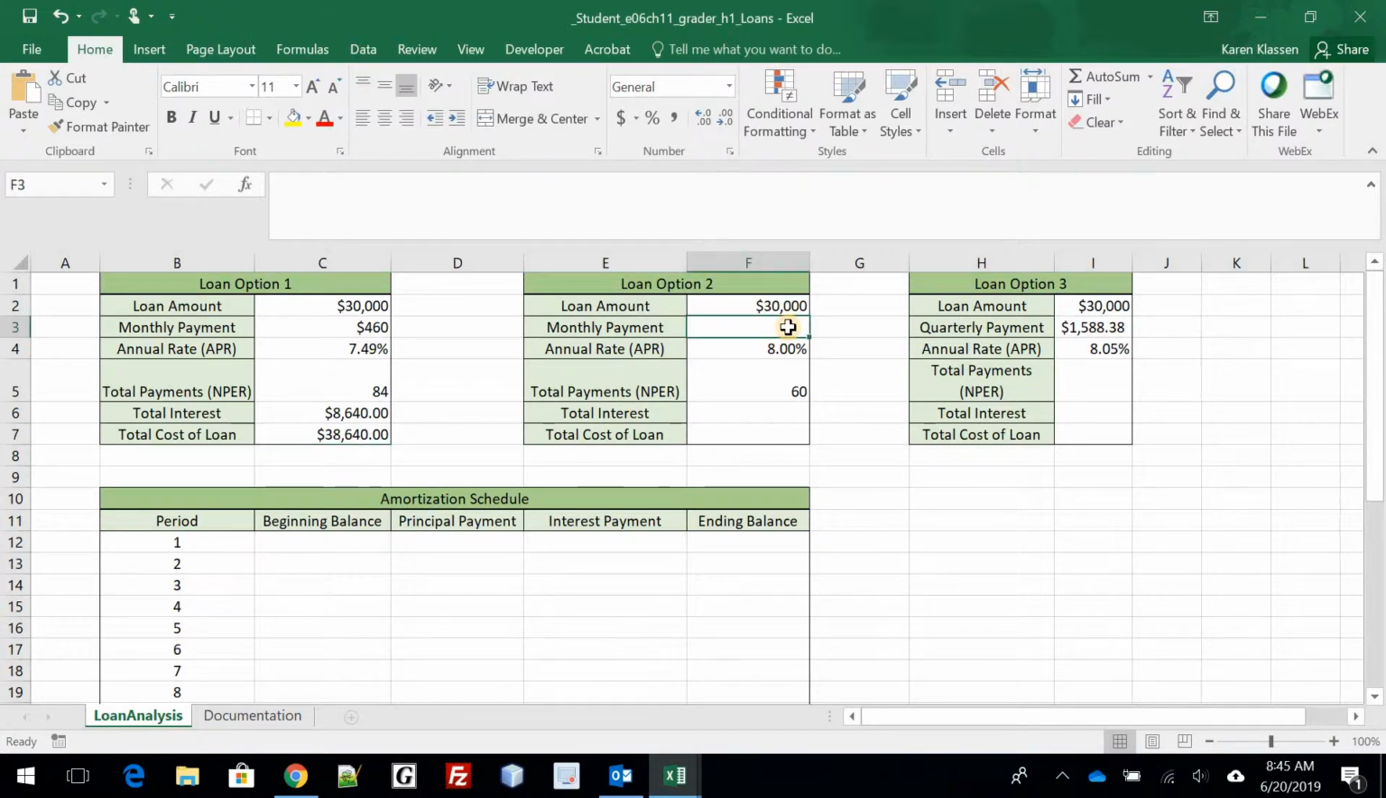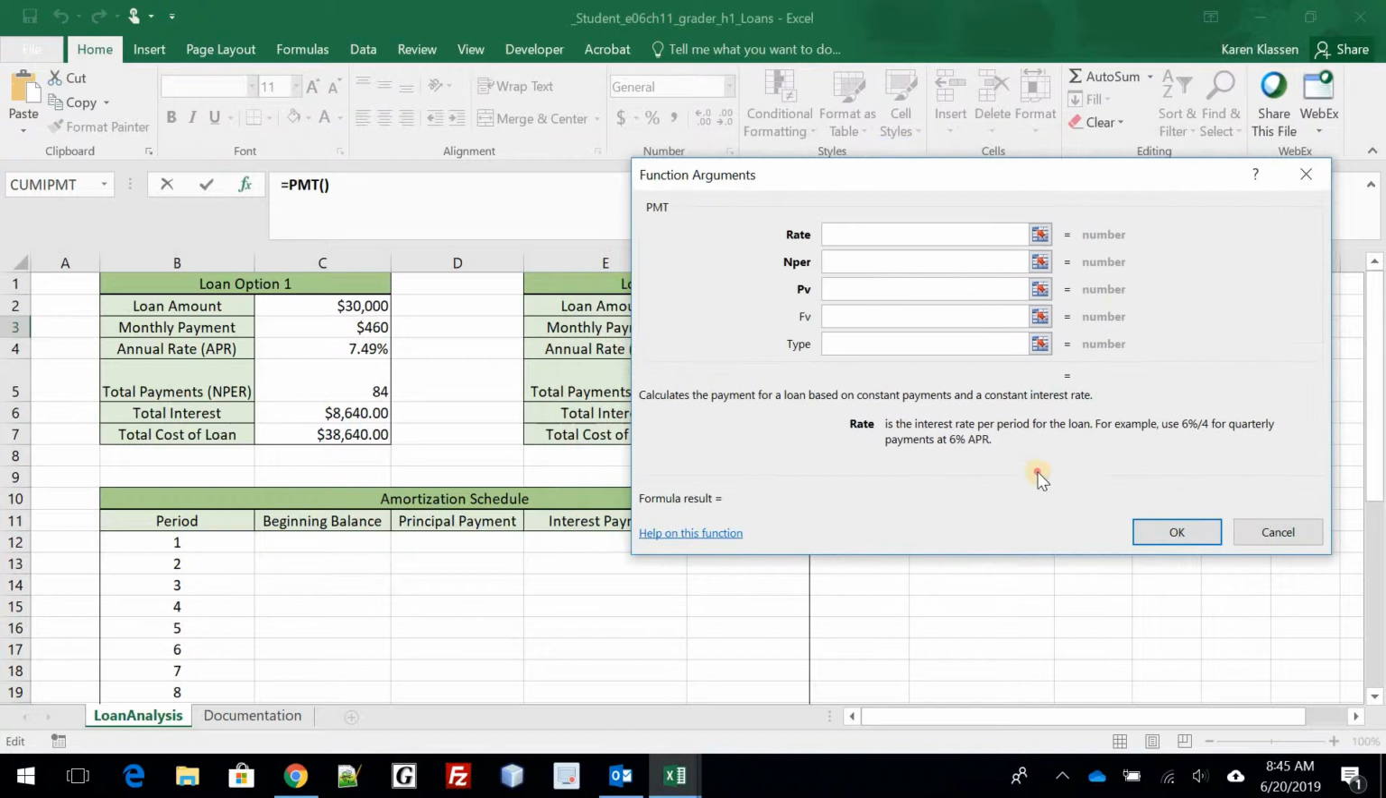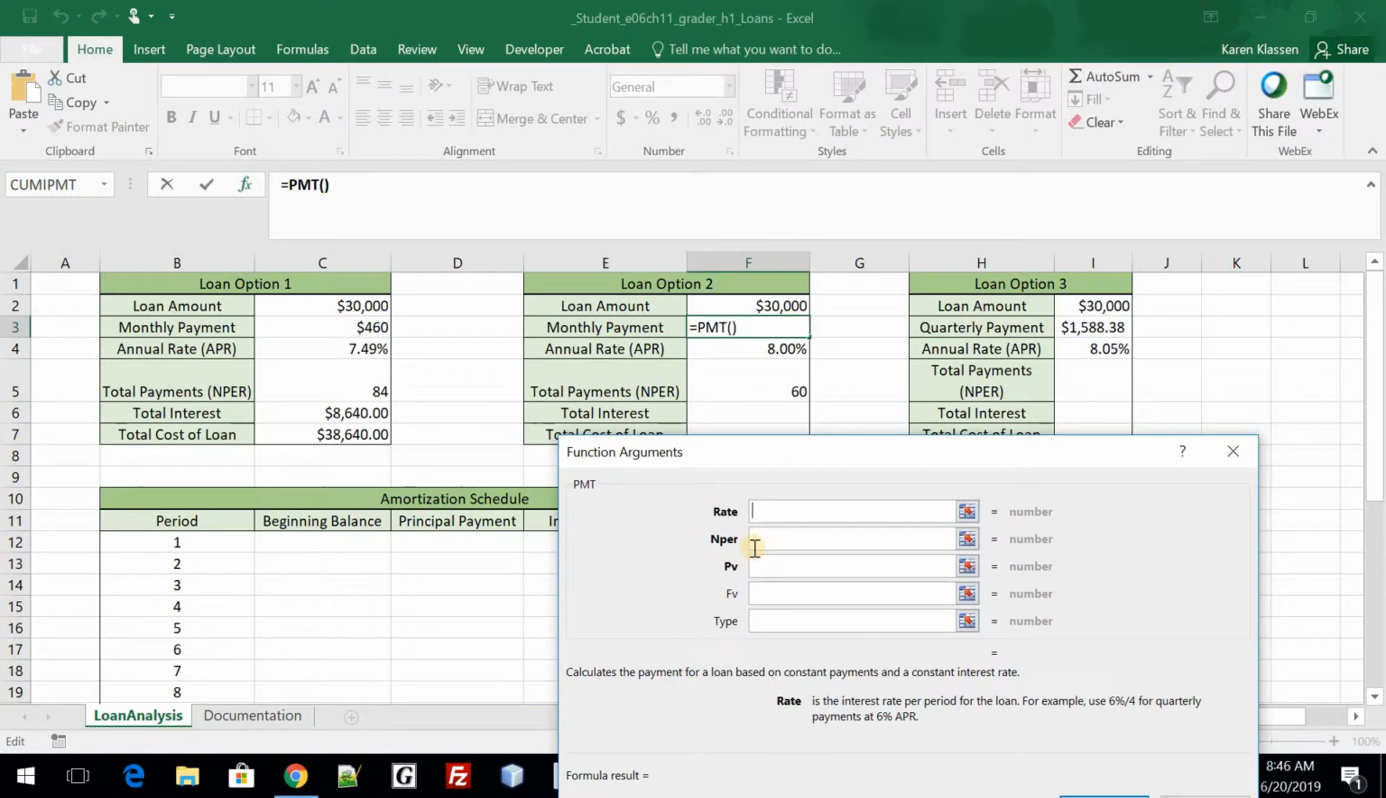All right. Then the next one, we're going to calculate our monthly payment. And I know what that is, so it's a PMT. Okay, again, I could come up here to my formulas and go find it. I'm going to click on my function argument so that I can step through. It steps me through what all these things need. Okay, the rate. It even tells you here the interest rate for the period.